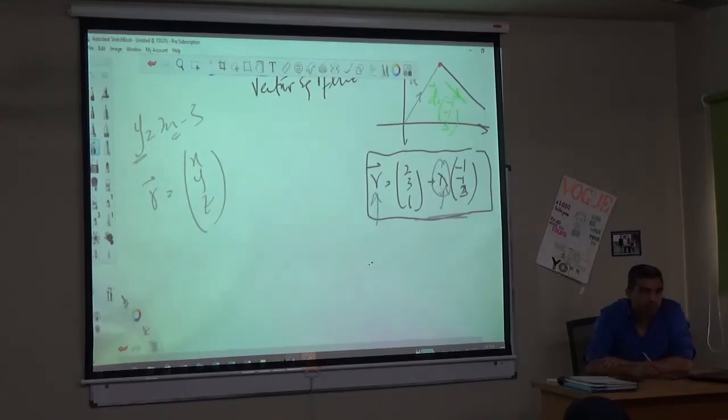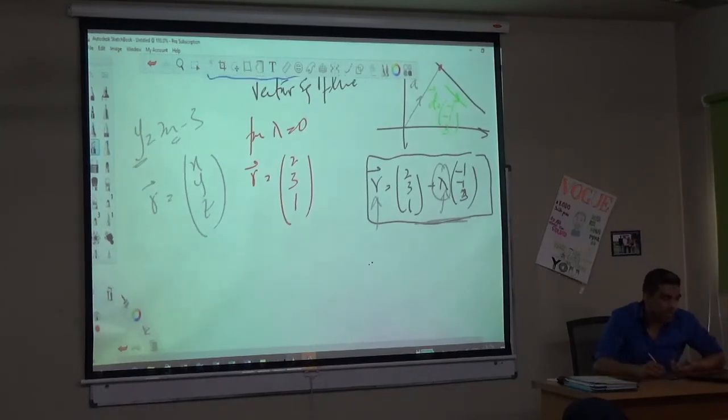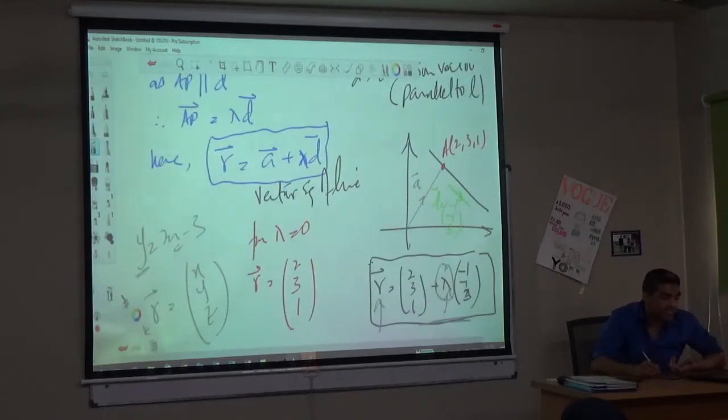If I keep lambda as 0, what do I get R as? Now, just watch. For lambda equals 0, my R turns out to be 2, 3, 1. So what am I trying to say here? I'm saying there is a point on the line whose coordinates are 2, 3, 1. So lambda 0 basically means this D finishes off and you are exactly here.